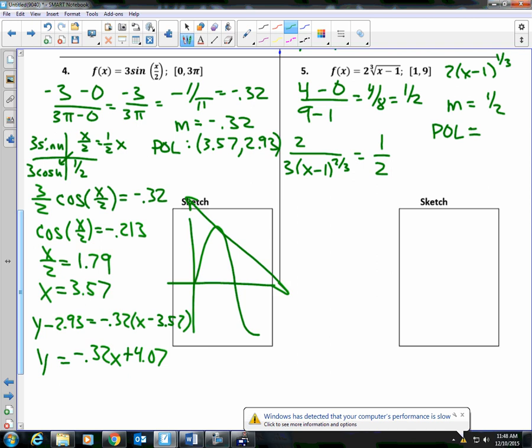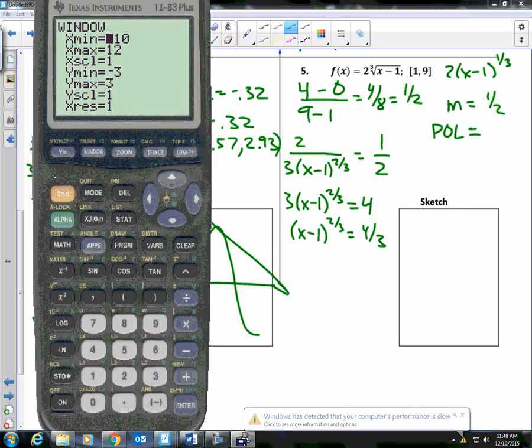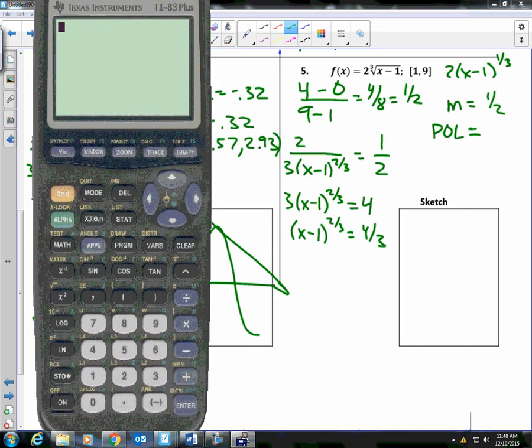How do we solve that? Cross multiply: 3 times x minus 1 to the 2/3 is equal to 4. X minus 1 to the 2/3 is equal to 4/3. How do I get rid of a 2/3 exponent? Come on, you're my algebra geniuses. How do I get rid of a 2/3 exponent?